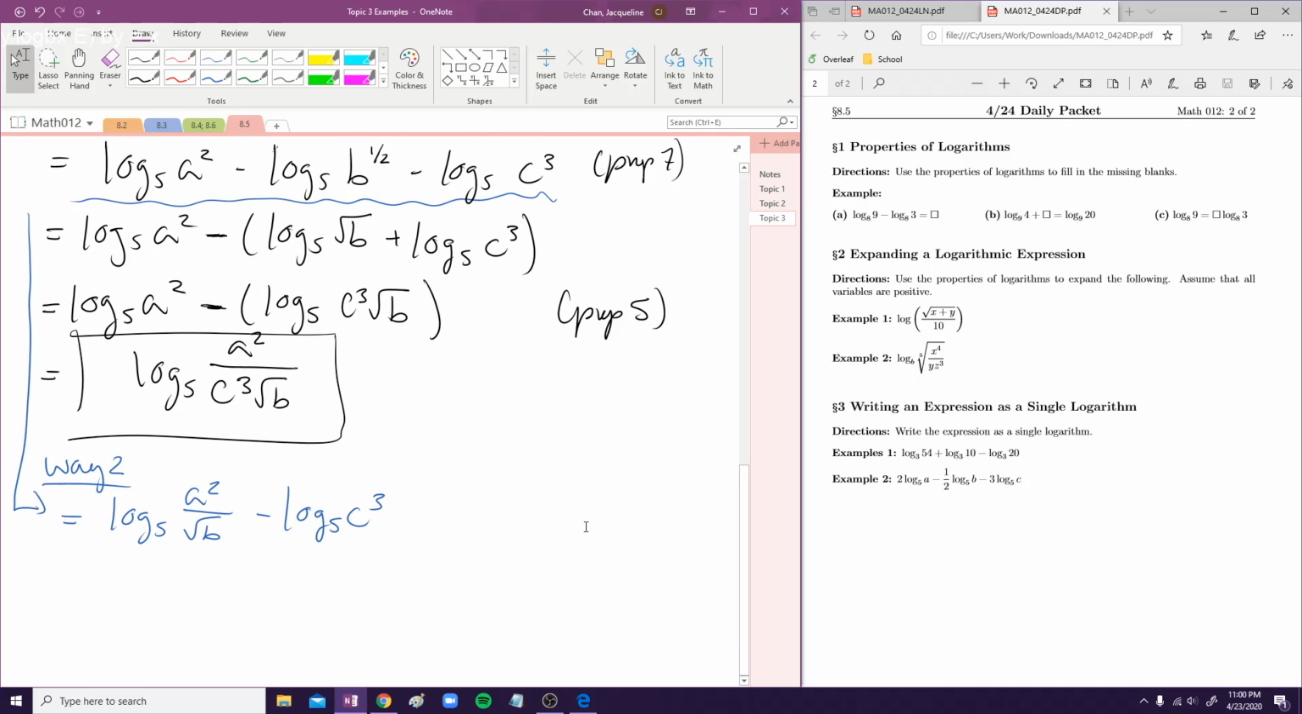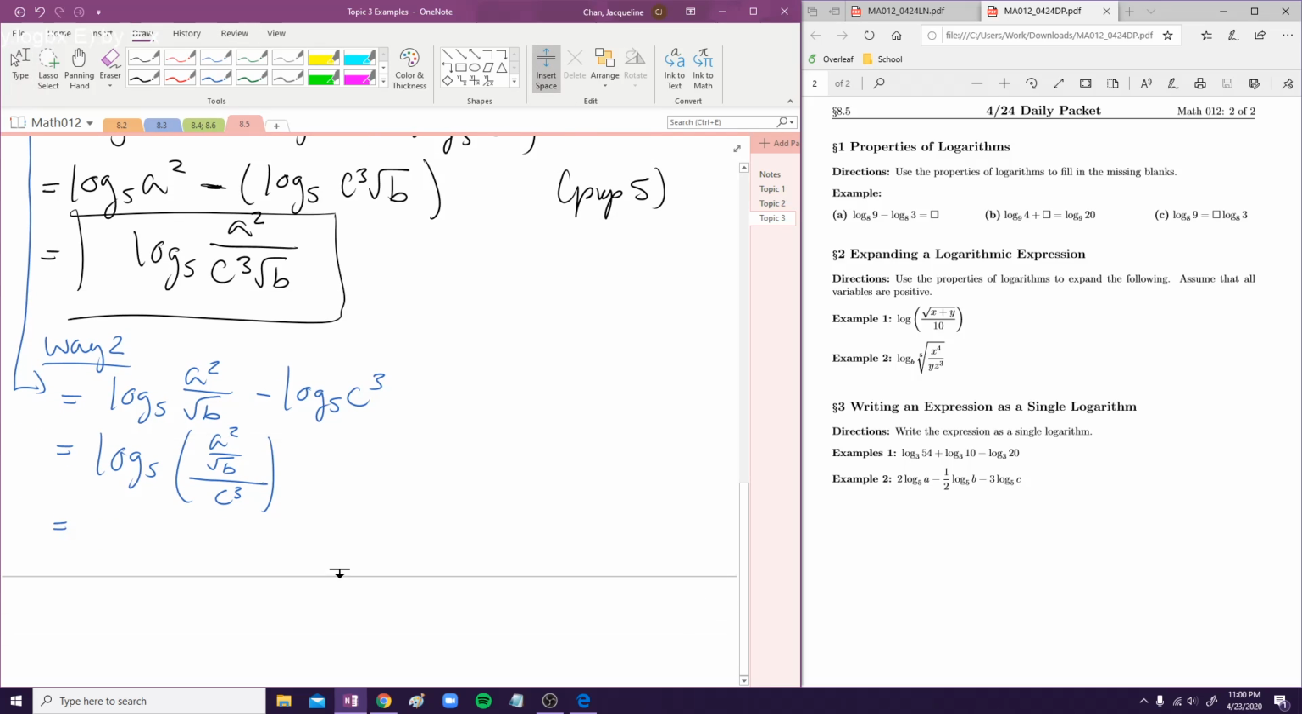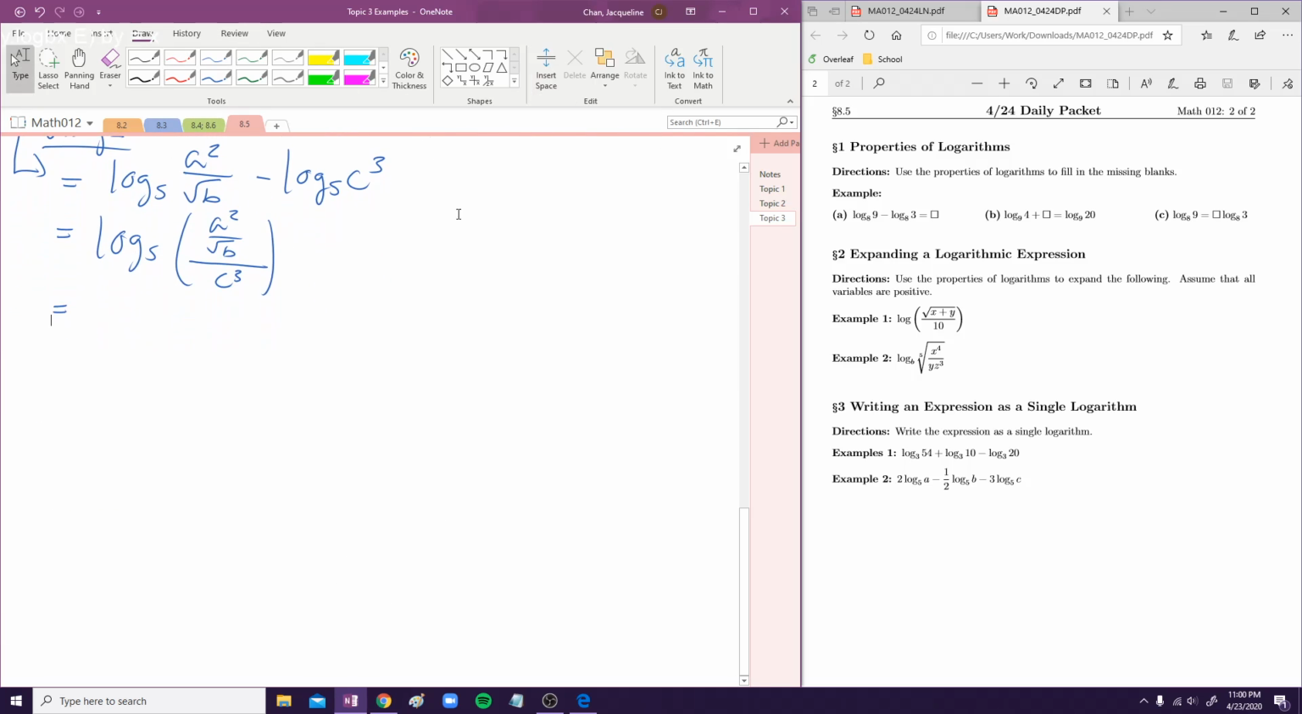Okay, so again, we can still combine these because they have the same base, right? So in this case, this is going to be log base 5 of A squared over square root of B, divided by C cubed. Okay, let me add a little more space here. This cannot be our final answer. Why? Because that's a complex fraction, and what do we know about complex fractions? Can't have them. We have to combine them into a single fraction.